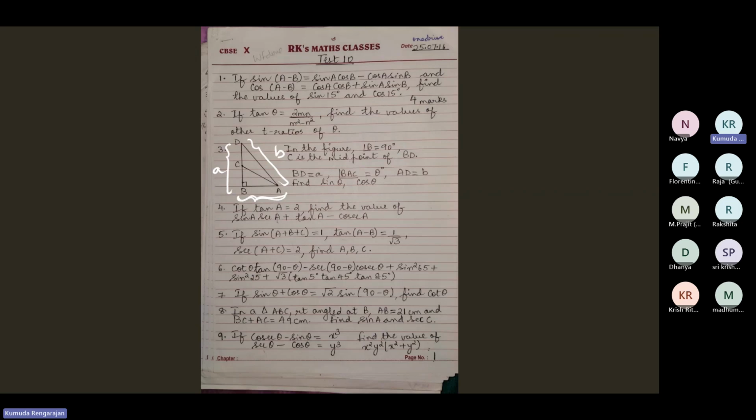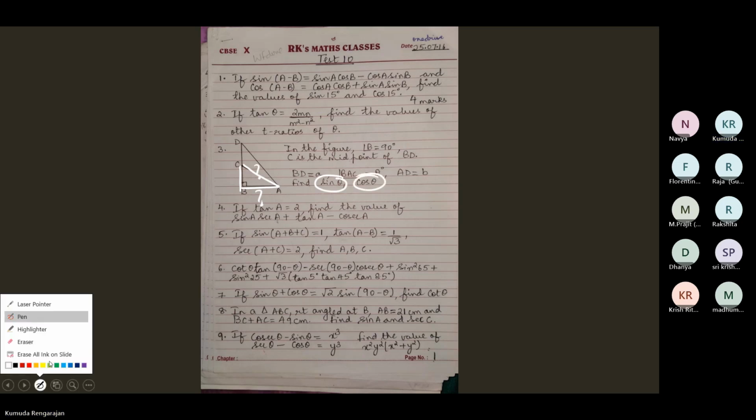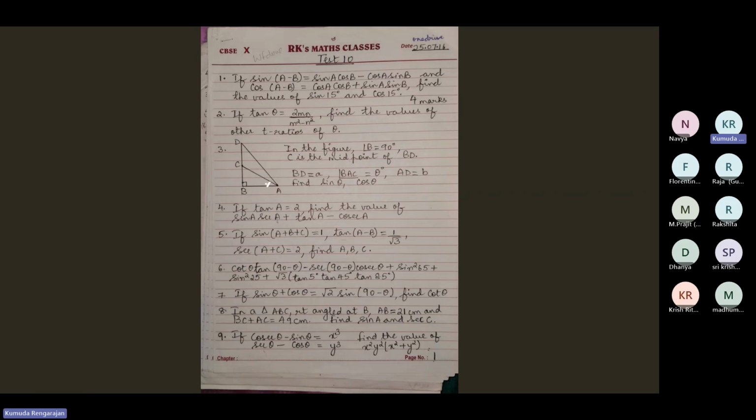Once you find AB, using this and this one, you can find the hypotenuse here by Pythagoras theorem. Once you find AB and BC, you can find the hypotenuse AC. So you need to first find AB and AC, and only then you can find sine theta and cos theta, because theta is an angle of this little triangle ABC. See, your angle BAC is theta.